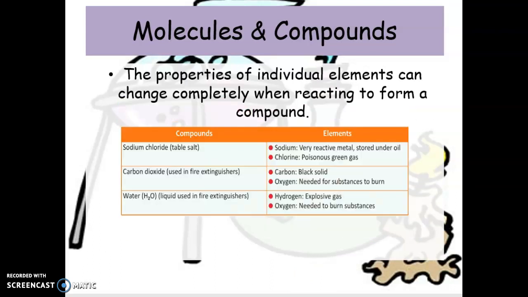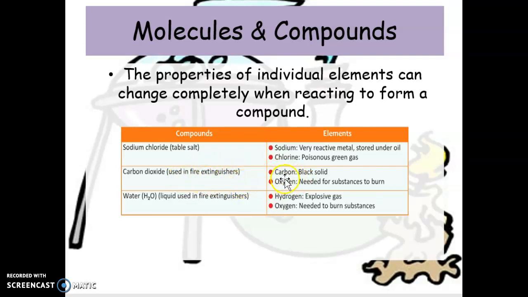Yeah, so just to compare the difference between compounds then and elements. When you look at an individual element, it has a specific set of properties, things that are relevant to it. So for example, carbon, the best example I can give you of carbon is when your toast is burnt, the black stuff on your toast, so it's a black solid, okay? And oxygen, as you know, is necessary for burning. So if you have oxygen, you can have fire. If you combine carbon and oxygen, you get carbon dioxide. And carbon dioxide, as you know, is used in fire extinguishers.